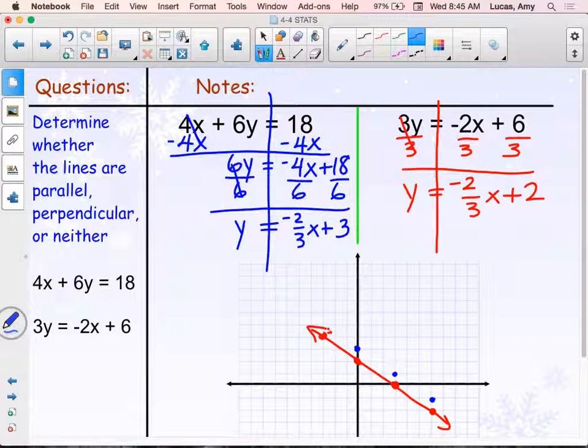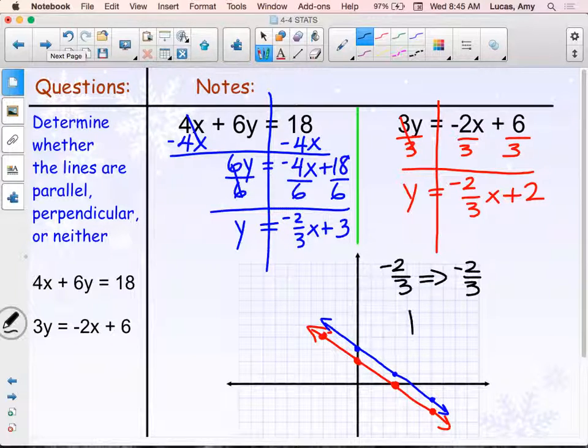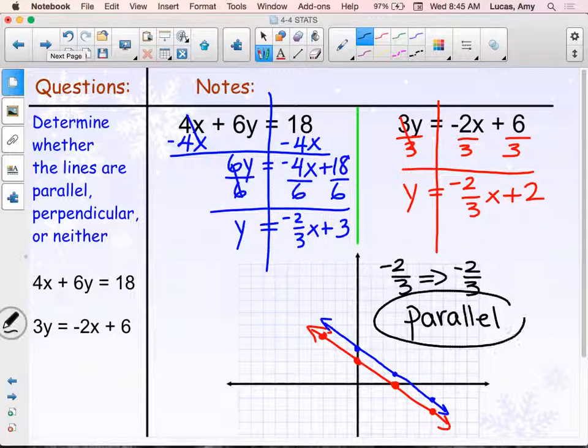So these are parallel lines. If I compare my slopes, negative 2/3 compared to negative 2/3, they are the same. If the slope stays exactly the same, the lines are parallel.